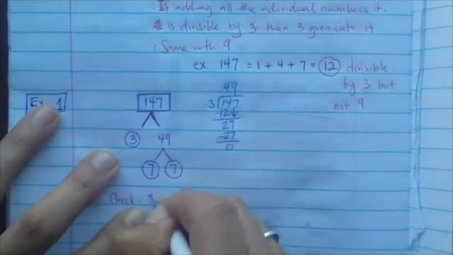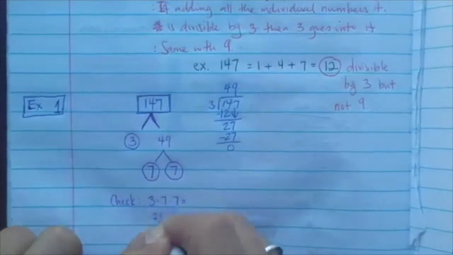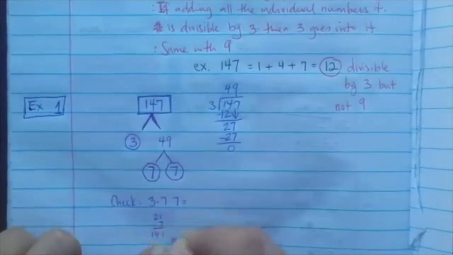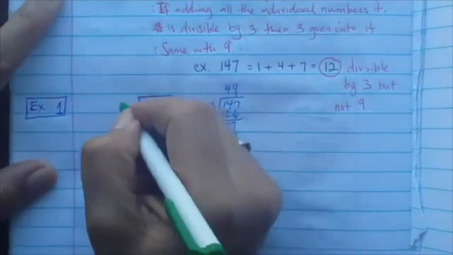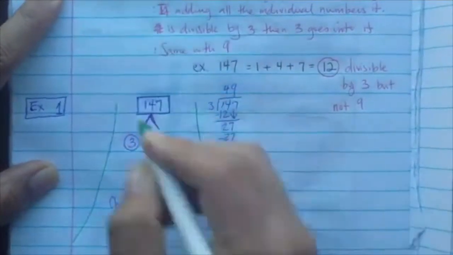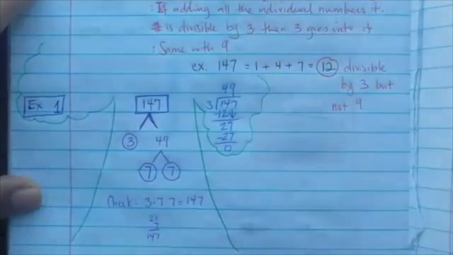And then you can check it. 3 times 7 times 7. So when you multiply all your circles, it should give you the original number. 3 times 7 is 21. 21 times 7 is 147. So that's how you break it down. It's going to be very important to be able to break down a number into its prime numbers.